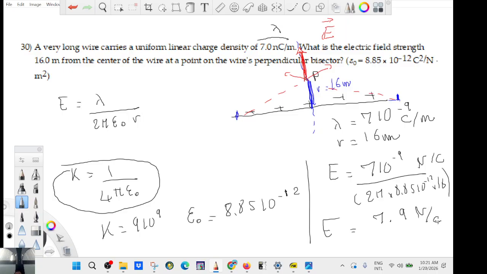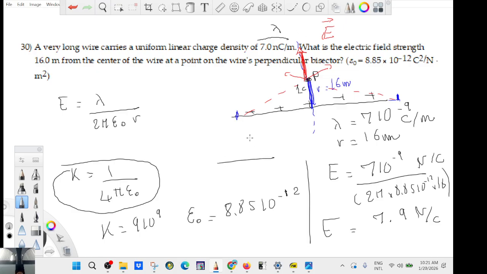Agree? What does it mean? It means if you place a 1 Coulomb of charge here, it's going to be acted upon by a force that will push it away in this direction. This is Newton per Coulomb. So the 1 Coulomb of charge, or any positive charge, will accelerate in this direction.